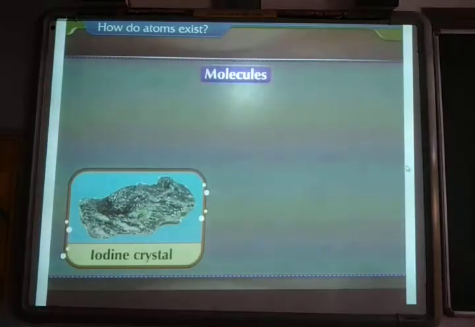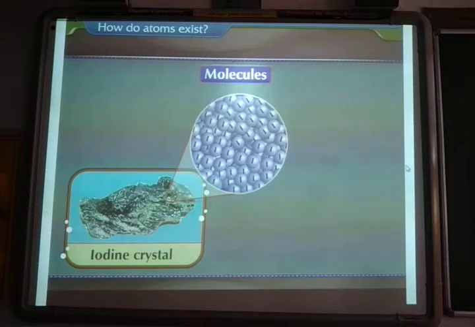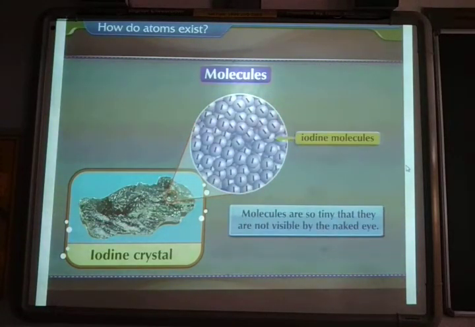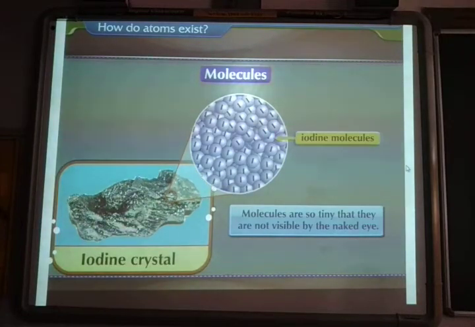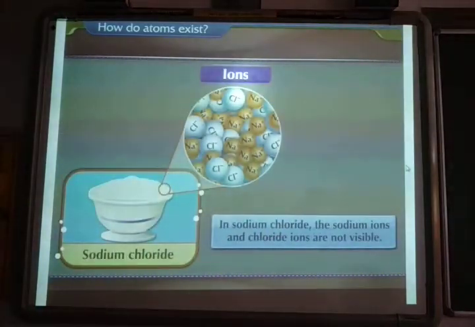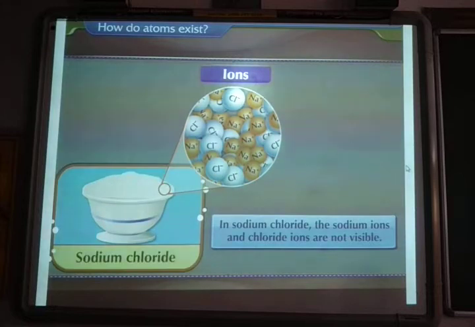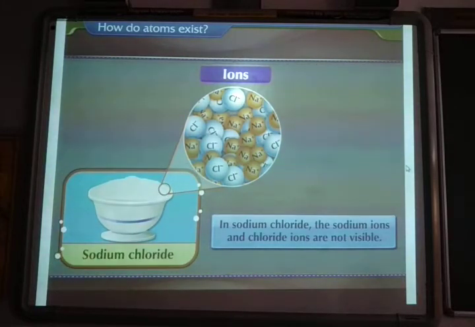For example, an iodine crystal is a collection of many iodine molecules. These molecules are so tiny that they are not visible by the naked eye. But what is visible is the entire iodine crystal. Similarly, in sodium chloride, the sodium ions and chloride ions, being so tiny, are not visible. But we can see the compound sodium chloride as a white powder, which is made up of several sodium and chloride ions.